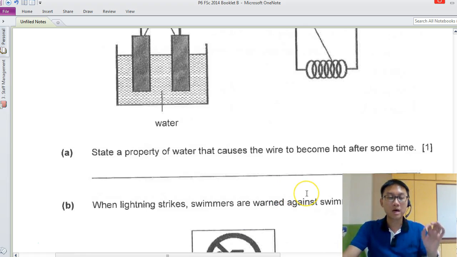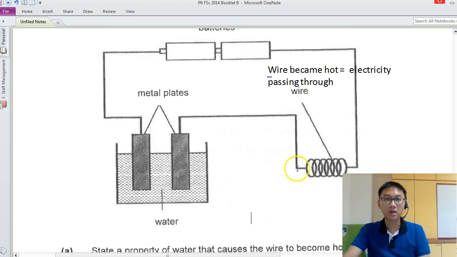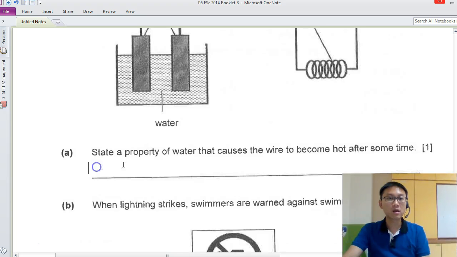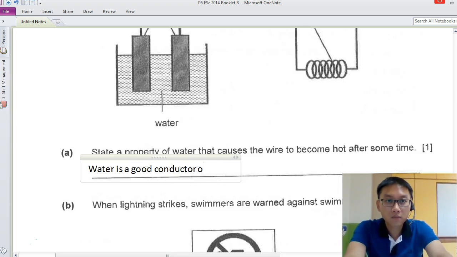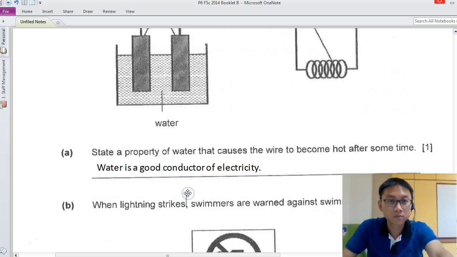Now you're supposed to state a property of water that causes the wire to become hot after some time. The fact that electricity is passing through, what does that tell me about my water? Does my water allow electricity to pass through? It does. So that tells me water is a good conductor of electricity. It's a good conductor because it allows electricity to pass through.